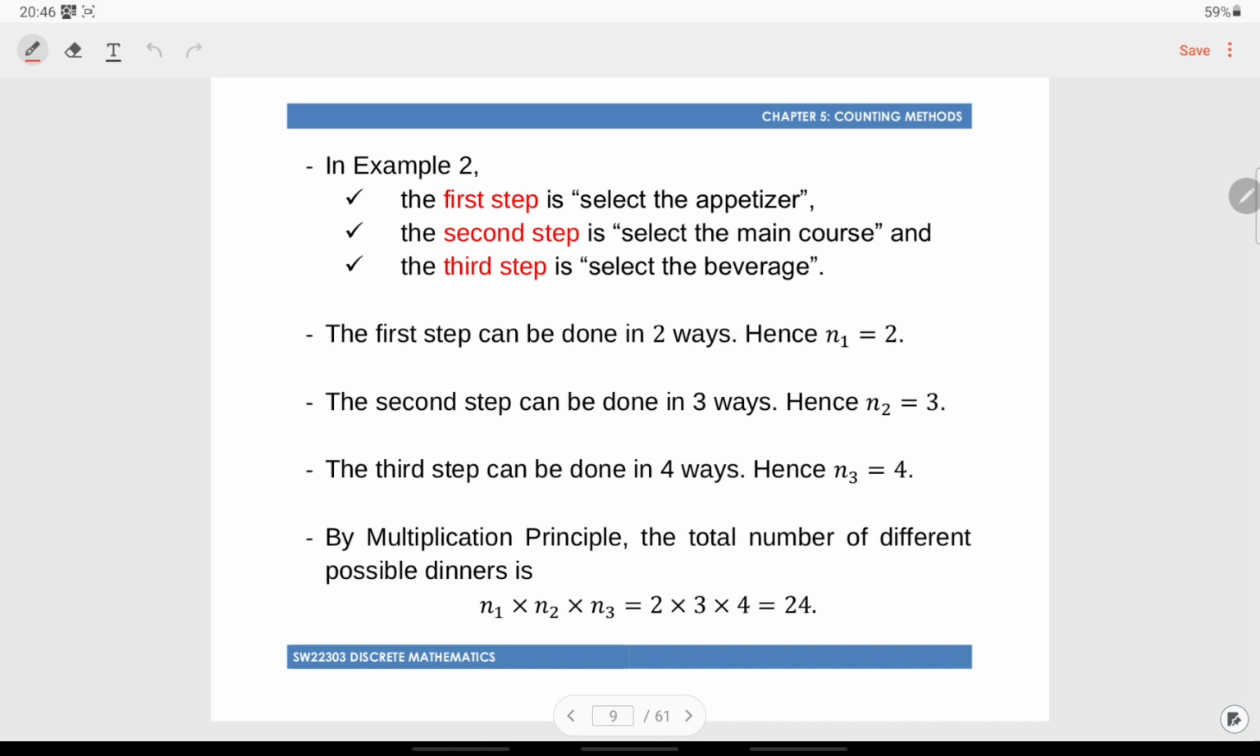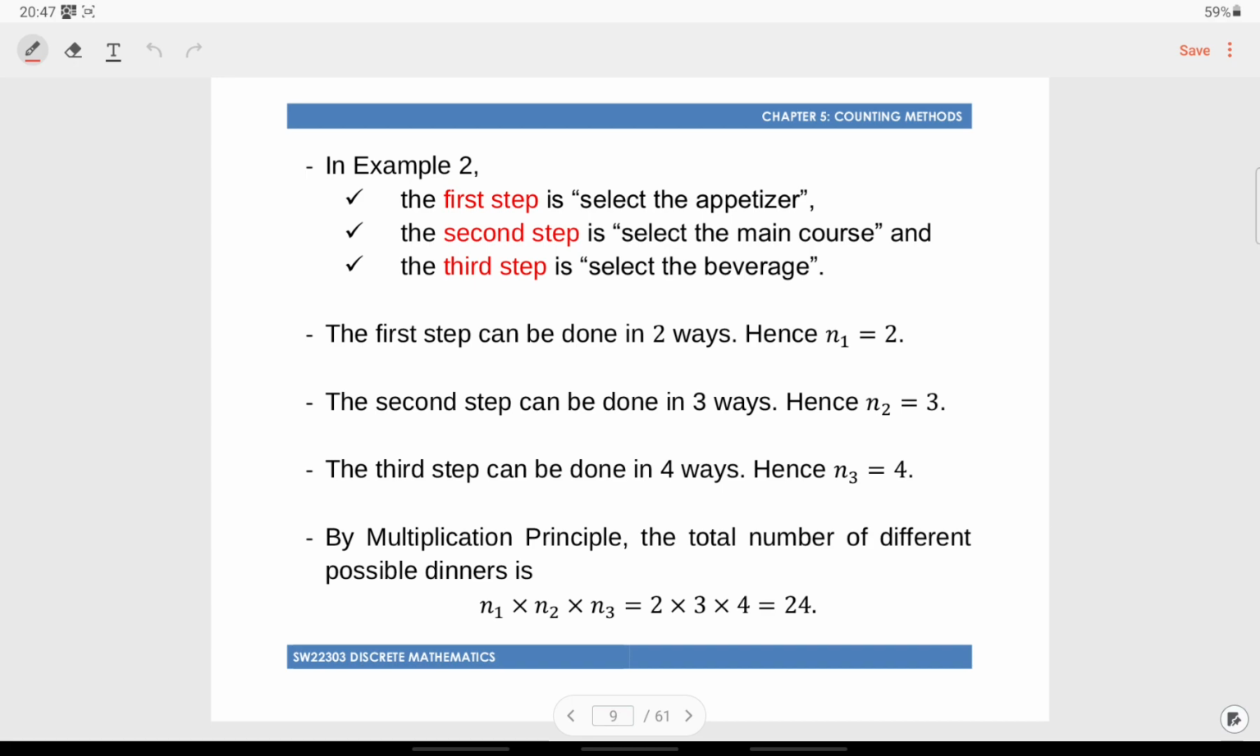So how about example number 2? We are doing the same thing. The only difference is we have three successive steps instead of two. The first step is to select an appetizer, the second step is to select a main course, and the third step is to select a beverage. All the steps are done successively: we start from first, second, and finally the third step.